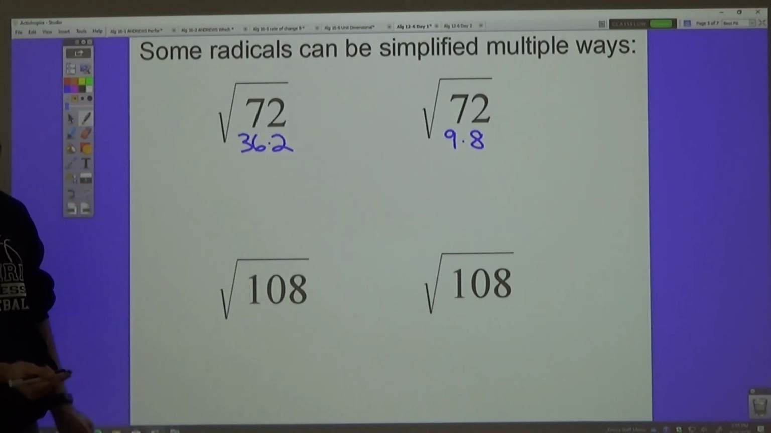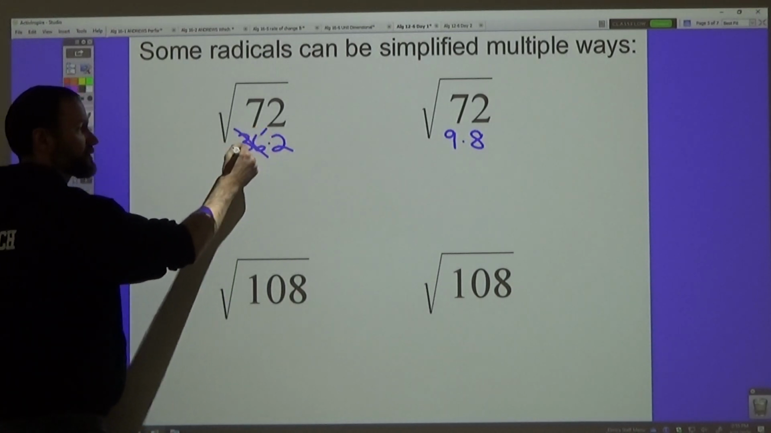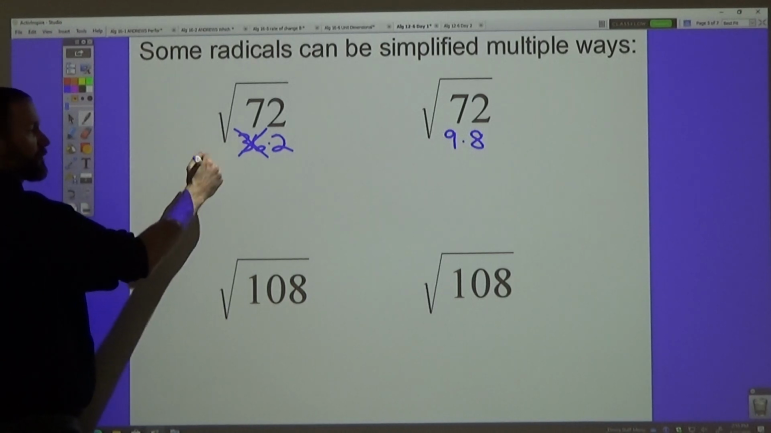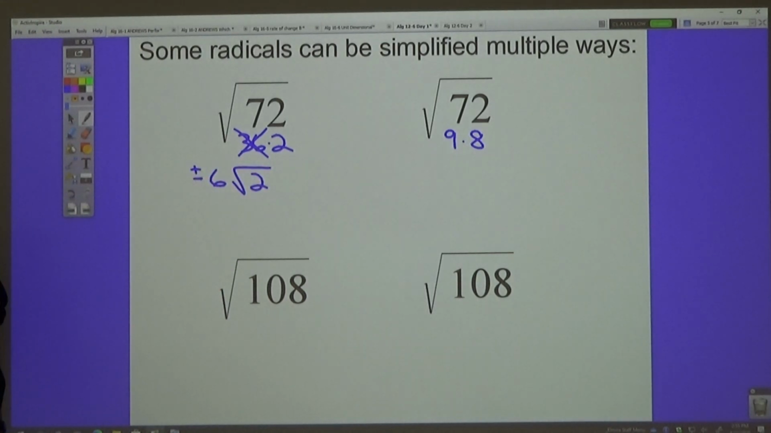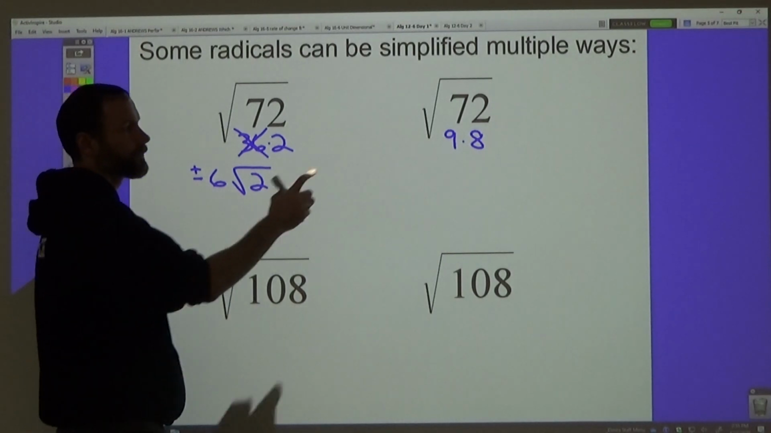What times what is 36? Well, 36 is a perfect square. Cross off the 36, bring out the 6. So this becomes 6 radical 2, plus or minus 6 radical 2.